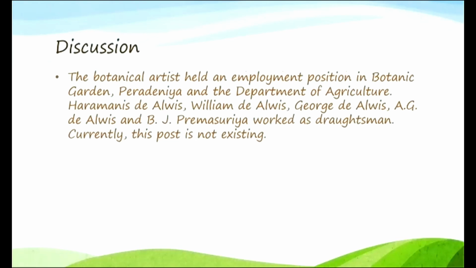And lastly, the botanical artist held an employment position in the Botanical Garden of Peradeniya and the Department of Agriculture in the early period, but recently it is not a position in our Sri Lankan organizations. Haramanis Dalis, William Dalis, George Dalis, A.G. Dalis and B.G. Pemasiri worked as draftsmen in those places, but currently this post does not exist. Because of this, there are no responsible persons to illustrate local flora.